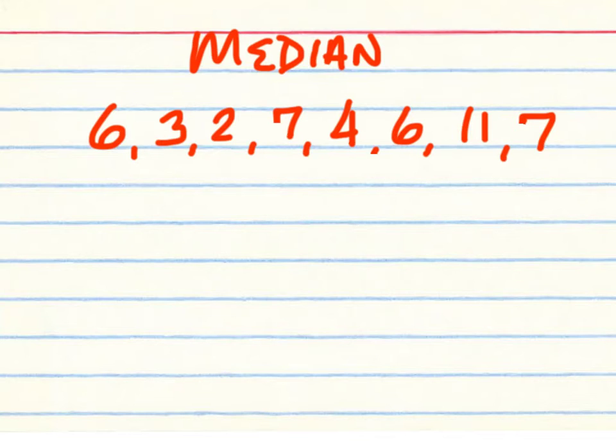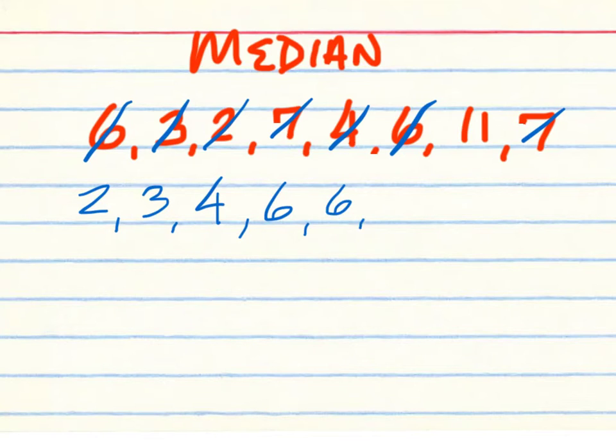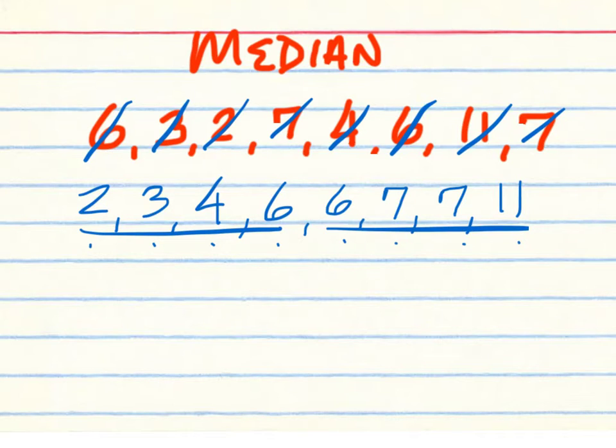Again, put them in order from least to greatest. 2, 3, and 4. And then you'll need 2 6s and 2 7s, and then an 11. We have 1, 2, 3, 4, 5, 6, 7, 8 numbers again. So 4 this way, 4 that way.